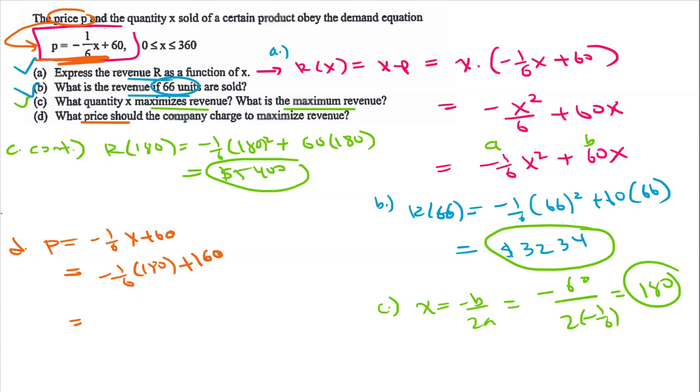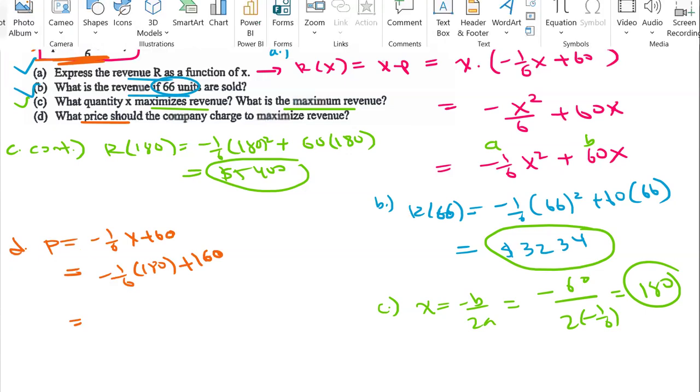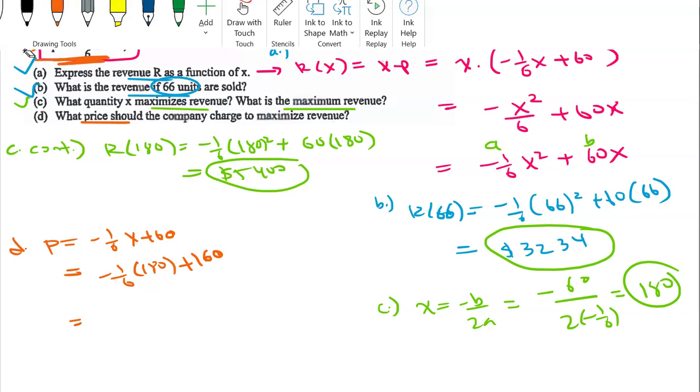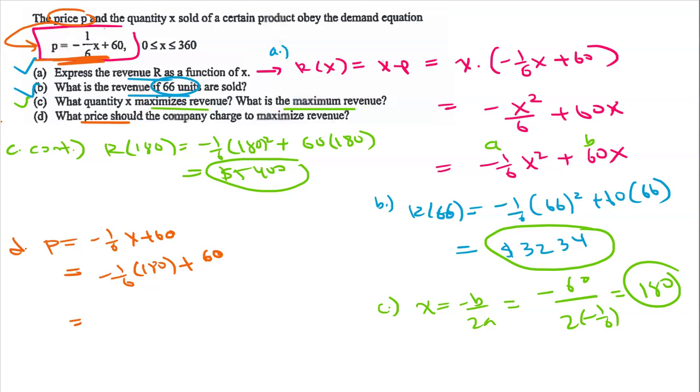So negative 16 times 180 plus 160. Oh, I'm sorry, not 160, just 60 there. Erase that part. So negative 16 times 180 plus 60, that's going to give us $30.